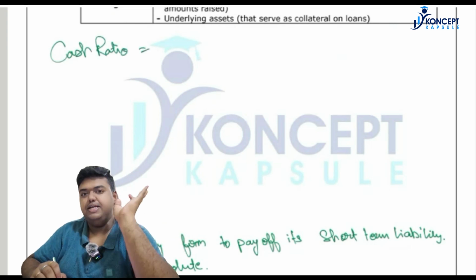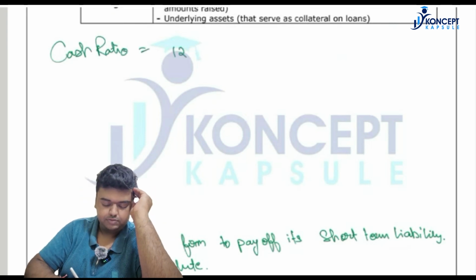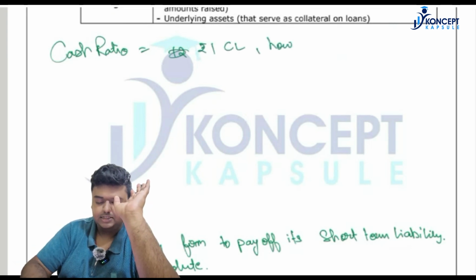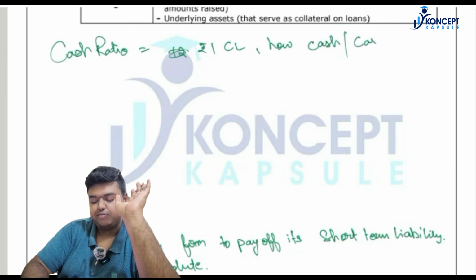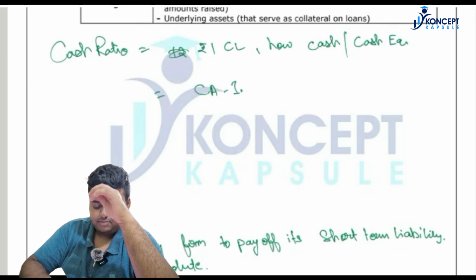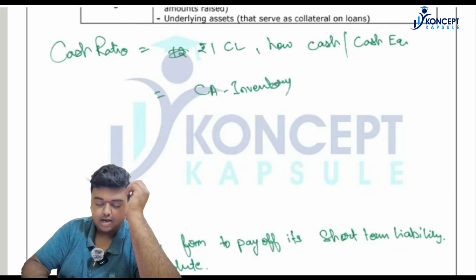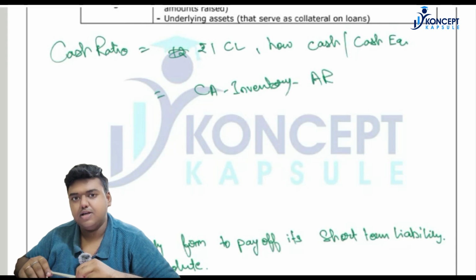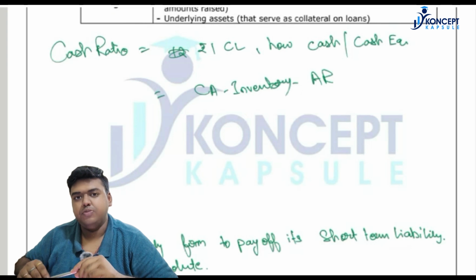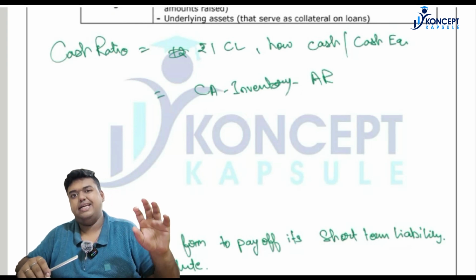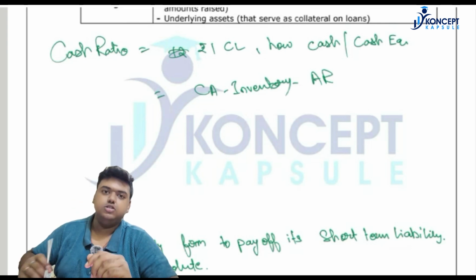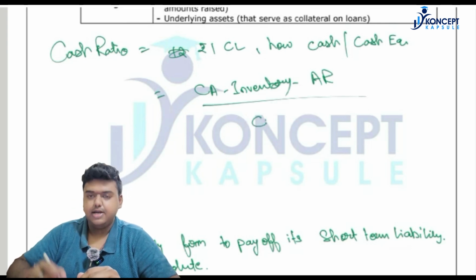Like the name says, it simply says that in order to settle 1 rupee of current liability, how much cash or cash equivalent you have. So how is it stated? Current assets minus inventory minus accounts receivable. Is accounts receivable cash or cash equivalent? No. Accounts receivable is not a cash or cash equivalent. Why? Because accounts receivable will also take its own due time, based on the credit period, in order to convert into cash. So accounts receivable are also not cash, and cash divided by current liabilities.